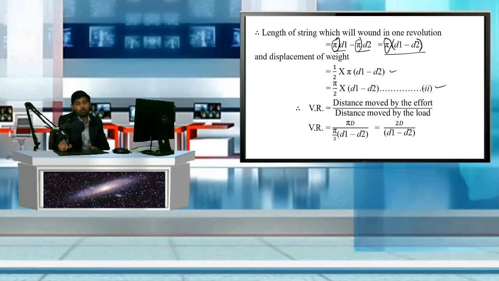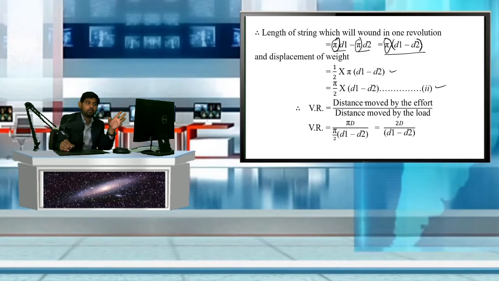Now what is the purpose behind all this displacement and length? We need to find out the velocity ratio of the differential axle and wheel. As I told you in the previous lecture, all machines have a different velocity ratio. That's why we have to find the velocity ratio here, and for that we are solving all this.